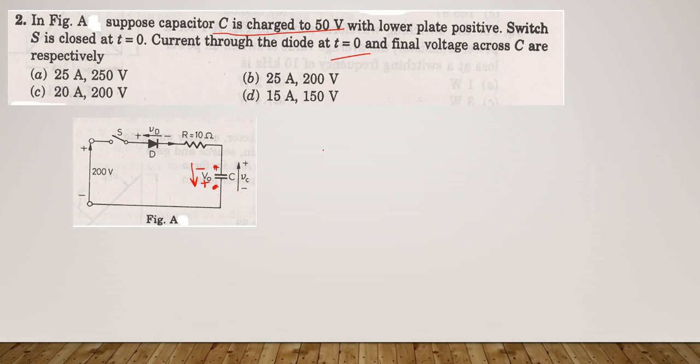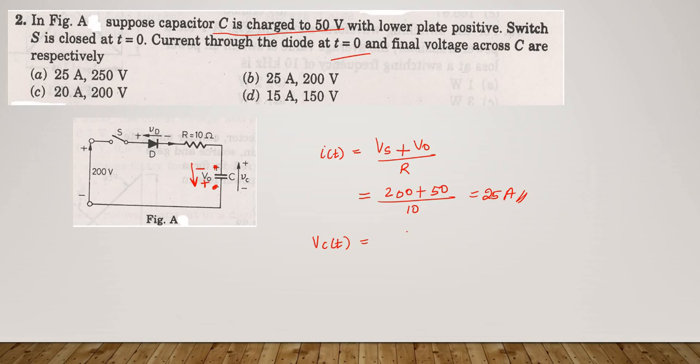Already in the previous problem, I have derived the equation of current I of t. The equation is (Vs minus V0) by R. But here only one difference: (Vs plus V0) by R. Here the upper plate is negative and the lower plate is positive, and both are in the same direction. So put plus V0. 200 plus 50 by 10, 25 ampere.